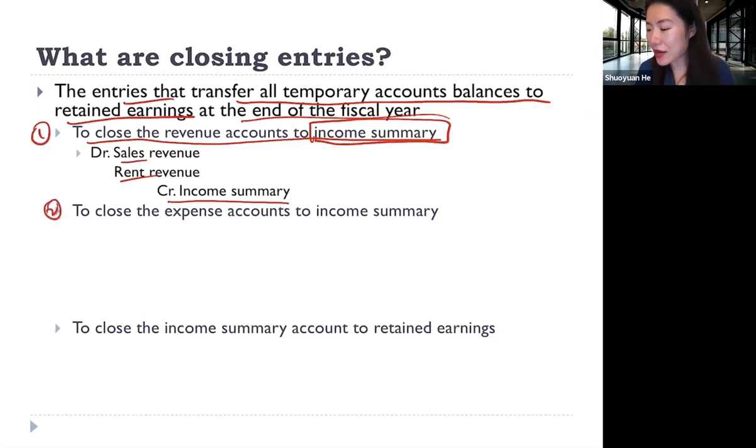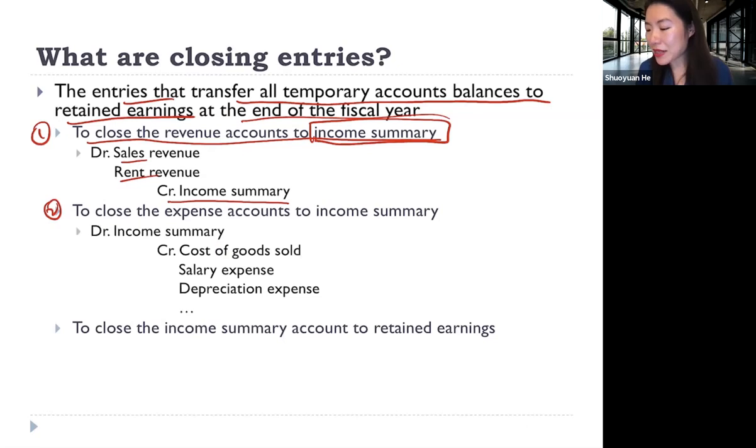The second closing entry is to close expense accounts to income summary. So we debit income summary and credit all of the expenses: cost of goods sold, salary expense, depreciation expense, all of the expenses that you have. And because expense has its balance at the debit side, in order to close it, we need to credit those expenses.